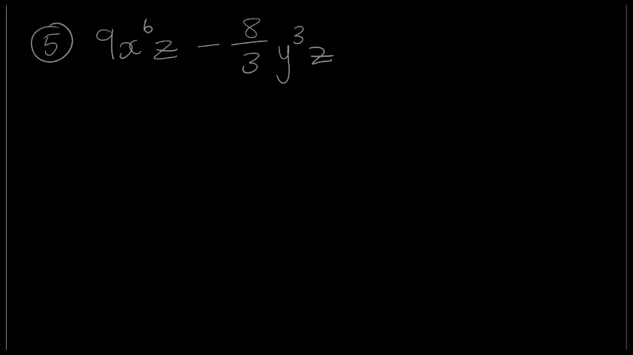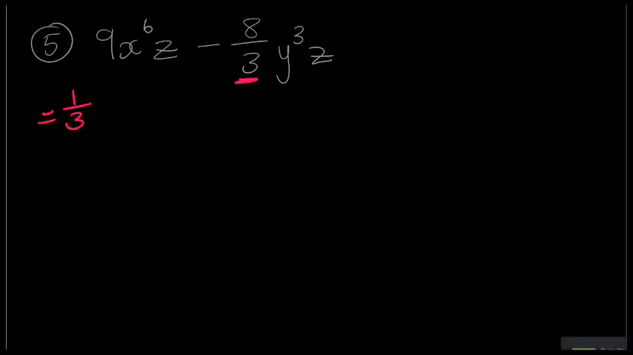9 x to the power of 6 z minus 8 over 3 y cubed z. So what is our common factor going to be? Okay, so let's look at our fraction. If I take out 1 over 3, then I have 8 left, and 8 is a perfect cube. So I'm going to take out 1 over 3. That should work for me.